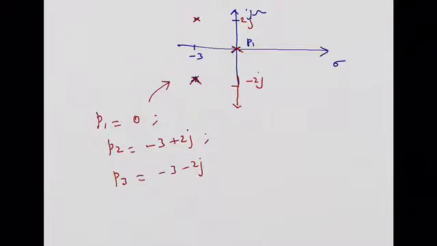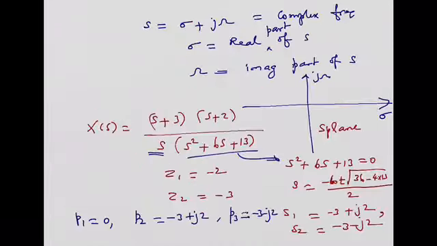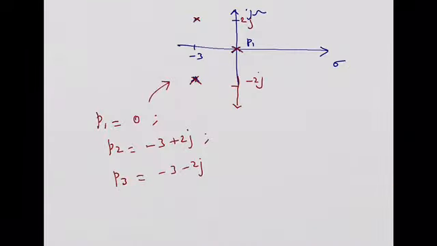Similarly, there are two zeros. What are those zeros? Zero number 1 is minus 2, and the second zero is minus 3. So let me mark those values here. Let me encircle those with empty circles. There are three poles and two zeros.